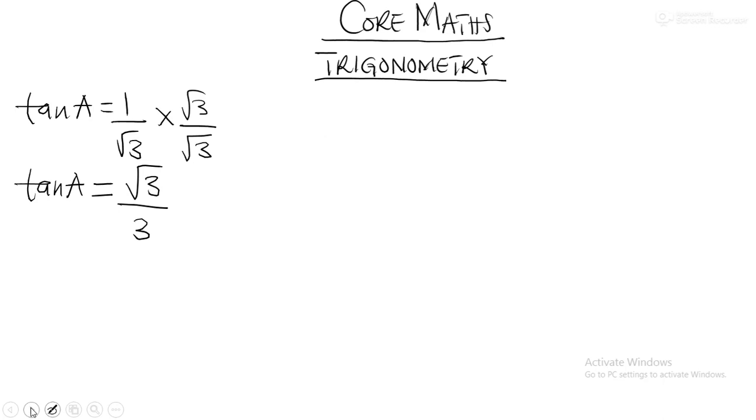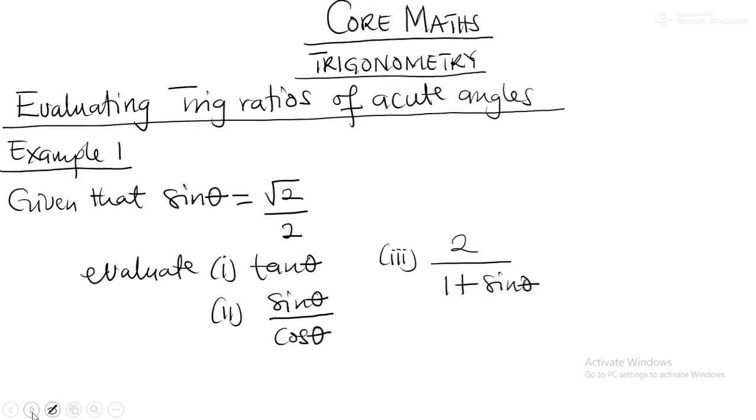We want to add sine theta to cos theta and see what we'll get. We want to divide sine theta by cos theta and see what we'll get. We want to square cos theta and see what we'll get. So we want to perform operations on these trig ratios, so we want to evaluate them. I hope you get it. Good. So our topic for today is evaluating trig ratios of acute angles.